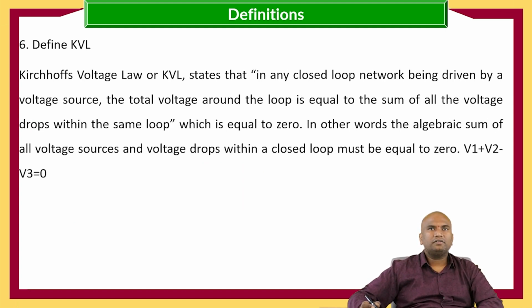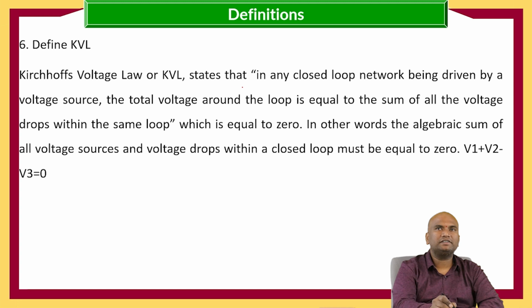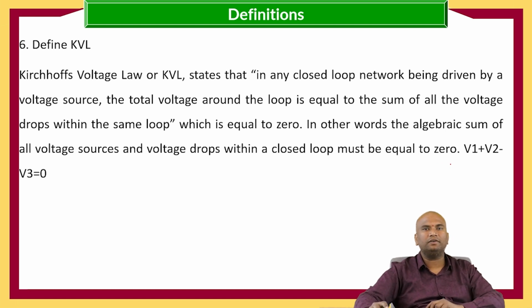The next one is, define Kirchhoff's voltage law. Kirchhoff's voltage law states that in any closed loop network being driven by a voltage source, the total voltage around the loop is equal to the sum of all the voltage drops in the loop, which is equal to 0. In other words, we can also call it the algebraic sum of all voltages and voltage drops within a closed loop must be equal to 0.